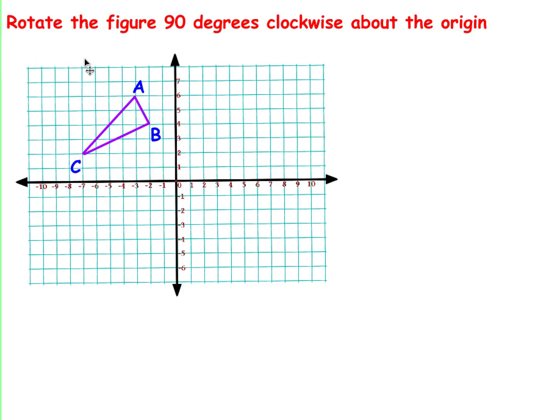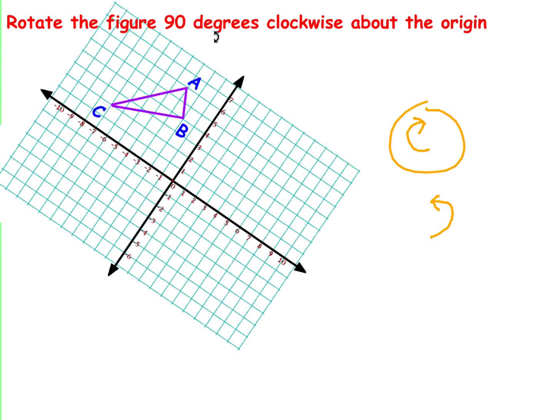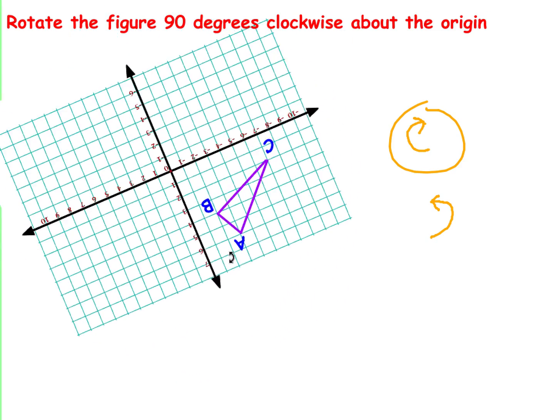If I want to rotate it 90 degrees clockwise, first we have to figure out which way a clock goes. If I have a clock, we know it rotates this way, so that would be clockwise. Counterclockwise would be the opposite, that way. So it's asking me to rotate my image this way, the same direction as a clock.